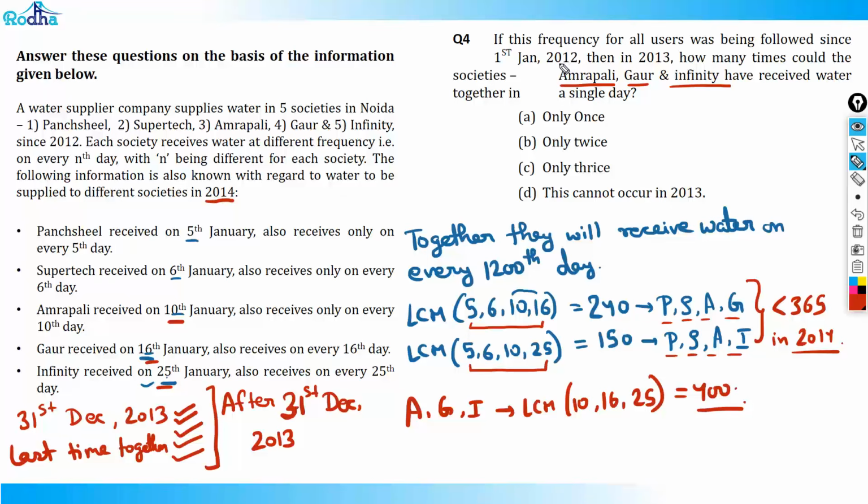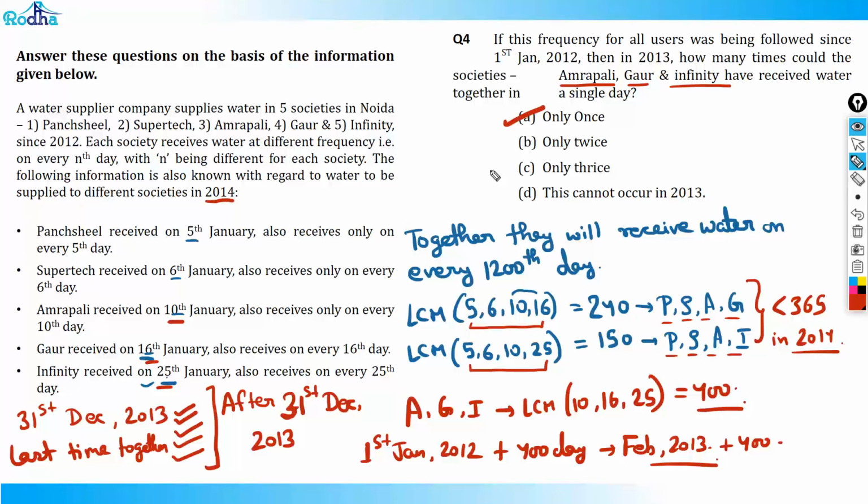After 1st January 2012 plus 400 days, where will it fall? Because it is 365 plus 35, it will fall somewhere around February 2013. All three will receive water on a single day. And then again after the next 400 days, that is somewhere in March 2014, right? That means in 2013, how many times? Only a single time, so one is the answer. Quite simple.